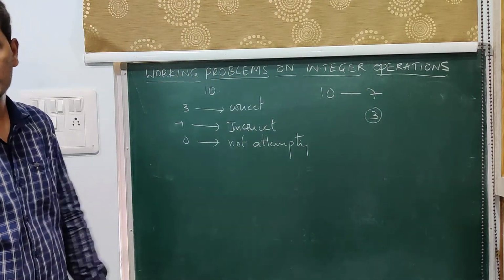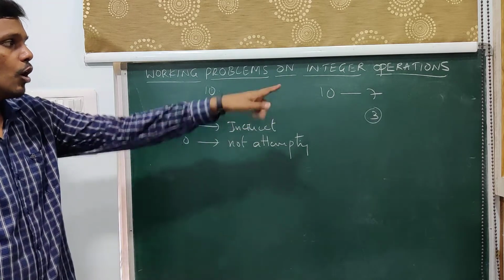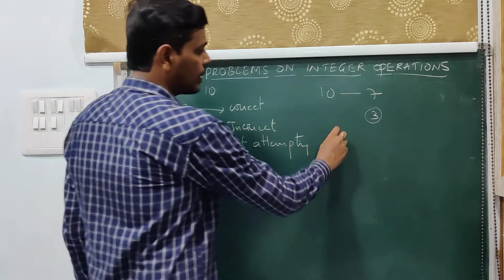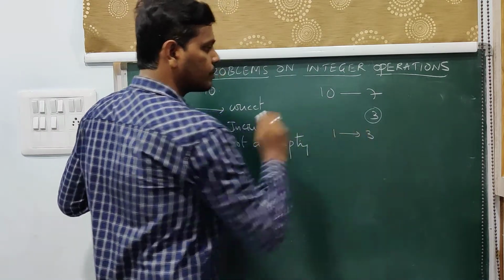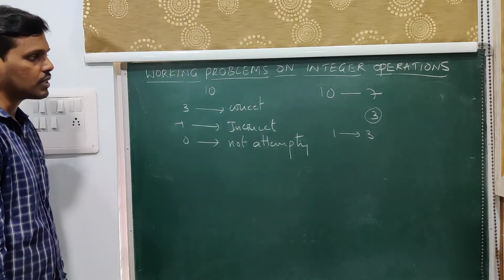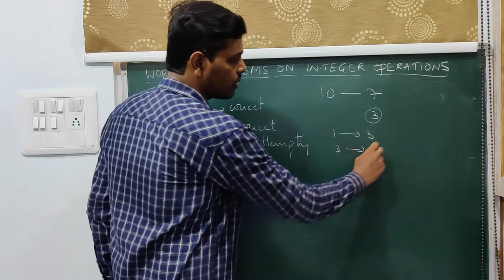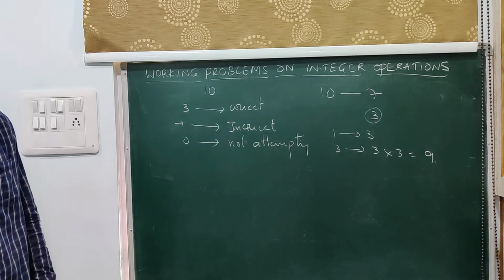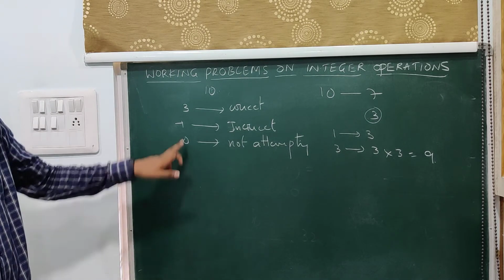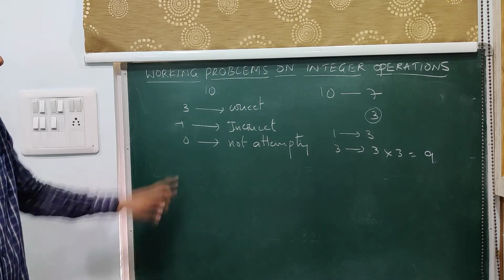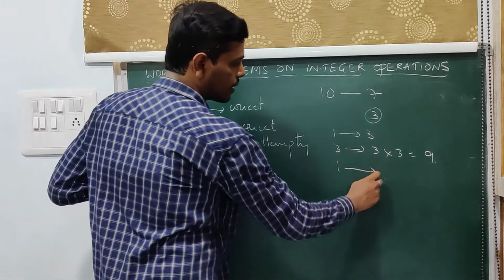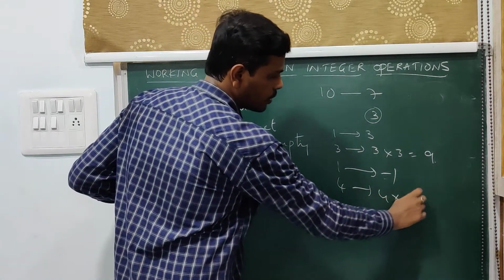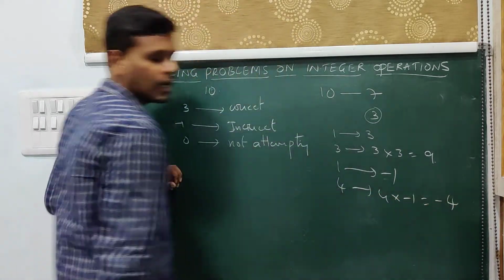Now we move on to the 7 questions which she has attempted. Out of 7 questions, 3 are correct. For 1 correct question, she is getting 3 marks. Now 3 questions are correct, so she gets 3 into 3, which is 9 marks. Now there are 4 incorrect answers. For 1 incorrect answer, she gets minus 1 mark. So 4 incorrect answers, which is 4 into minus 1, is minus 4.